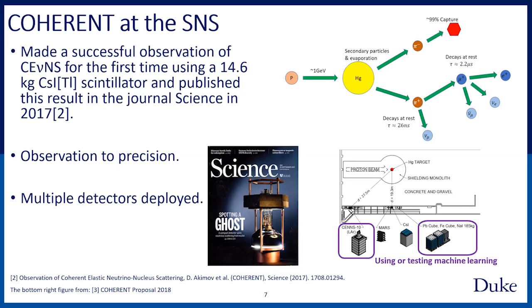After the first observation, the experimental interest shifted from observation to precision measurements. As you can see here, the Coherent Collaboration has deployed multiple detectors at the SNS. I circled all the detectors that are using machine learning. In this case, they are CENNS-10, NaIvE, and sodium iodide 185. It's the little one right here.